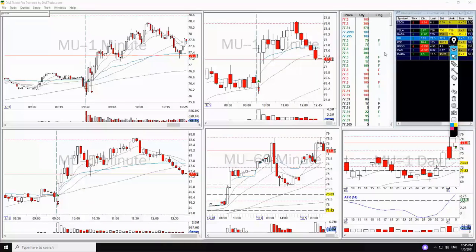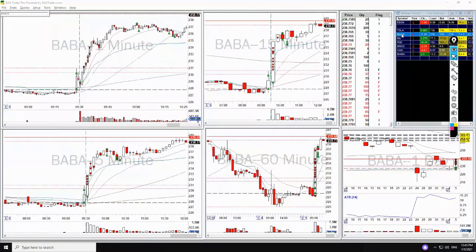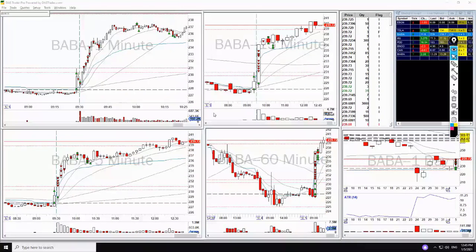He's using DAS, Mr. T, but this is a chart log. This was a screenshot from chart log. Anyway, we explained MU, right? I will go through BABA. BABA was difficult as well for me at the beginning. Why is that? Look at this.